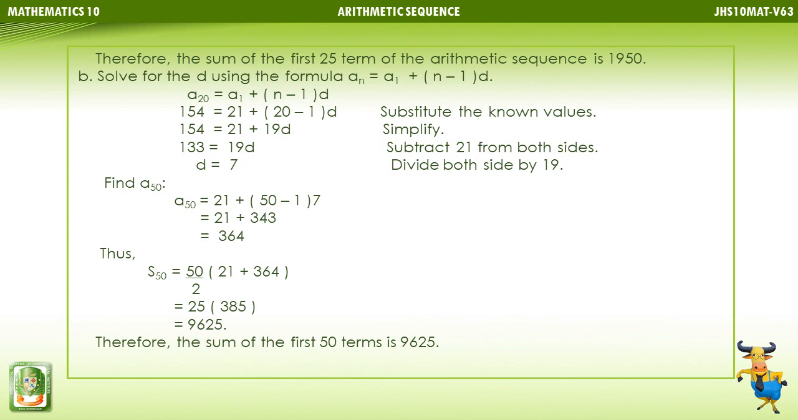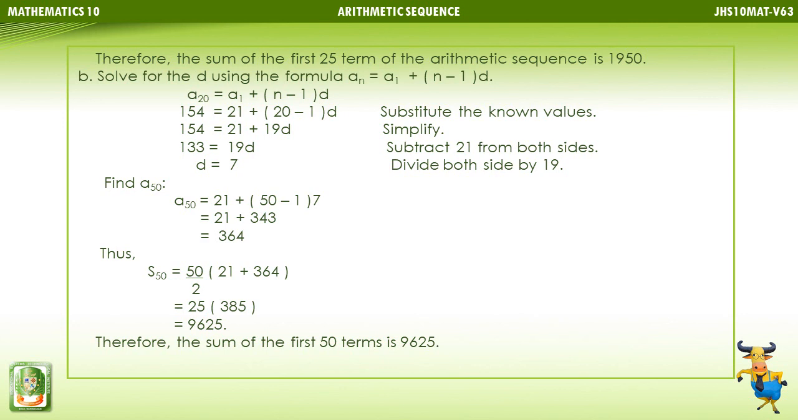B. Solve for d using the formula A sub n equals A sub 1 plus n minus 1 times d. A sub 20 equals A sub 1 plus 20 minus 1 times d. 154 equals 21 plus 20 minus 1 times d. Substitute the known values. 154 equals 21 plus 19d. Subtract 21 from both sides. 133 equals 19d. Divide both sides by 19. d equals 7.